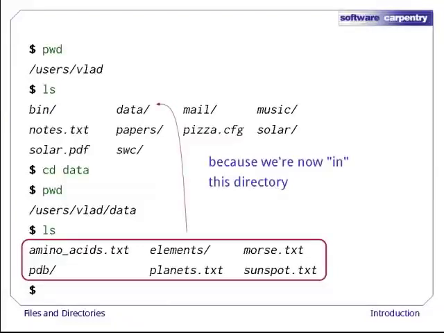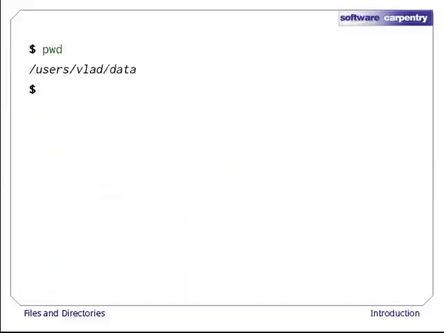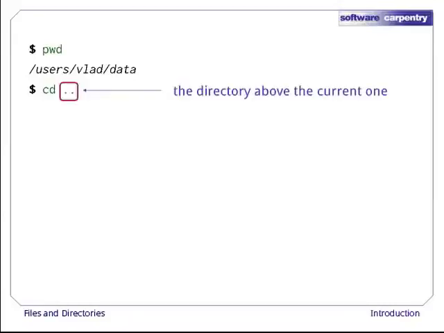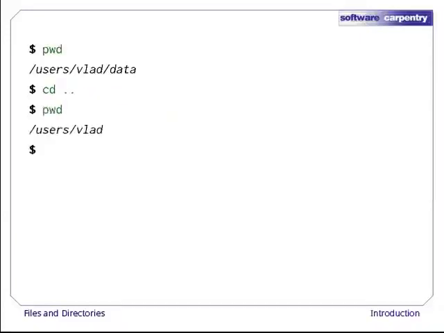Okay, we can go down the directory tree. How do we go up? If we're still in /users/vlad/data, we can use cd .. to go up one level. .. is a special directory name meaning the directory containing this one, or more succinctly, the parent of the current directory. Sure enough, if we run pwd after running cd .., we're back in /users/vlad.